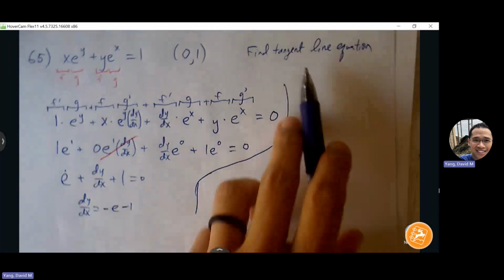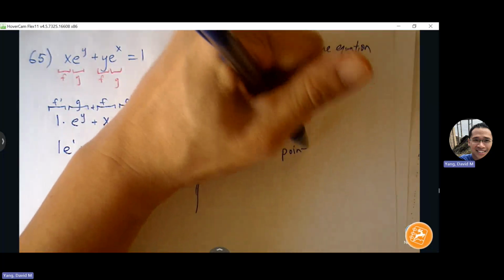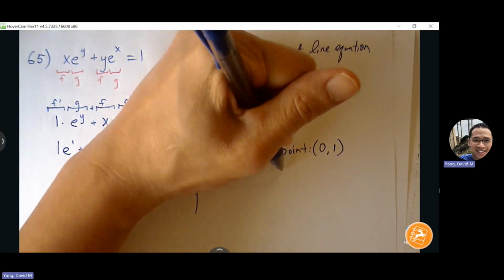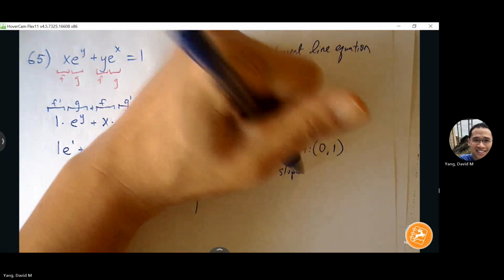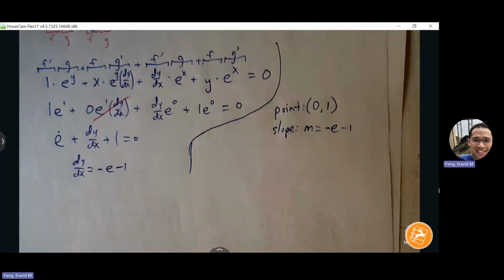Okay, I'm asked to find the tangent line equation. So let's make sure we have our information all set up here. The ordered pair is (0, 1). And now point-slope form.